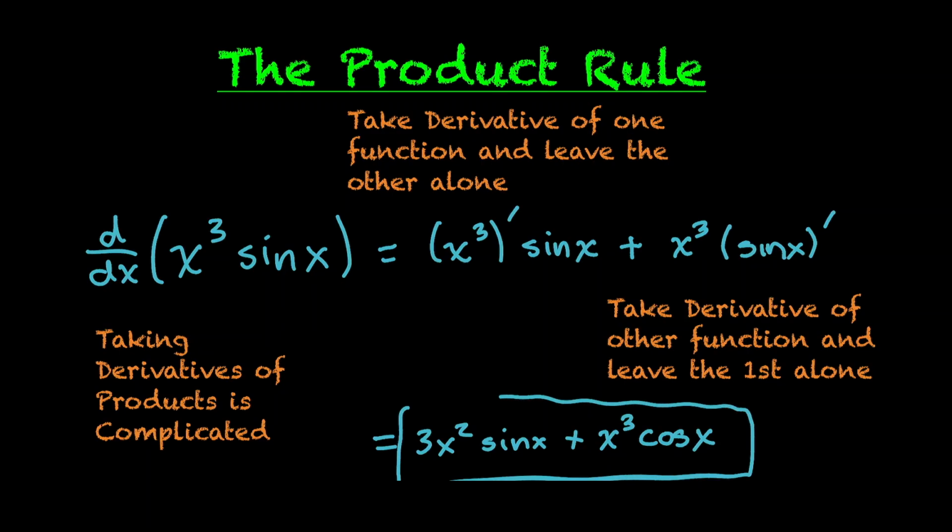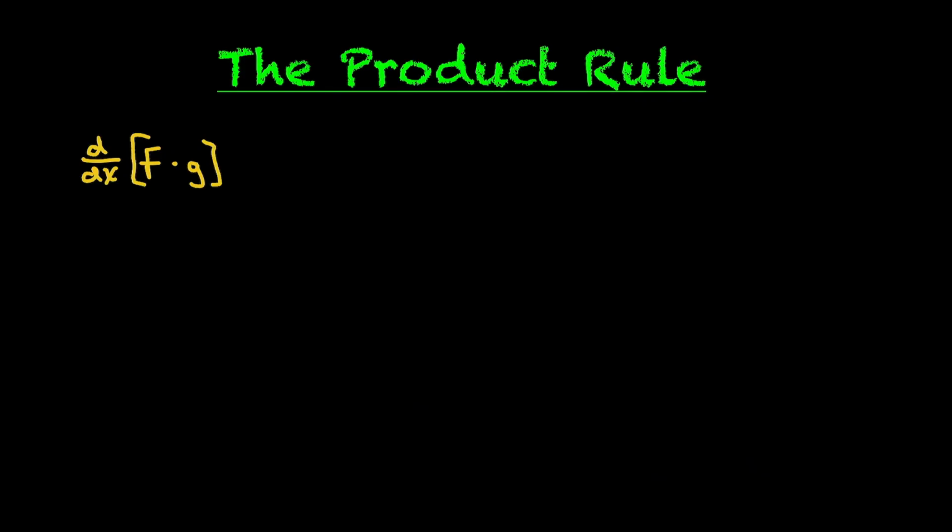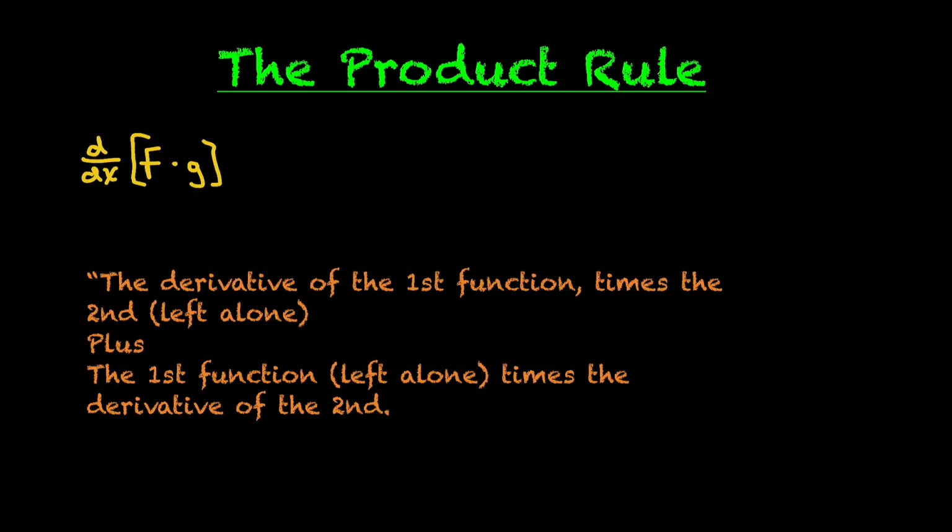So let's formalize this with the formal definition of the product rule. The definition of the product rule is that when we're taking the derivative of f times g, what we're going to do is take the derivative of the first function, so f prime, and then we're going to leave the second function alone, g. And then we're going to add on, leaving the first function alone, f, and take the derivative of the second function, g prime.